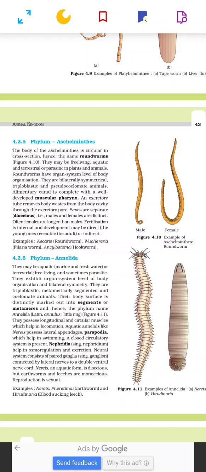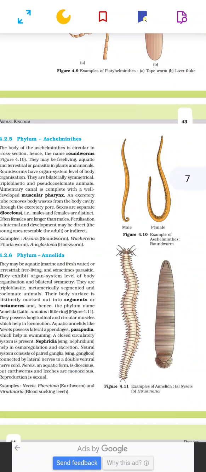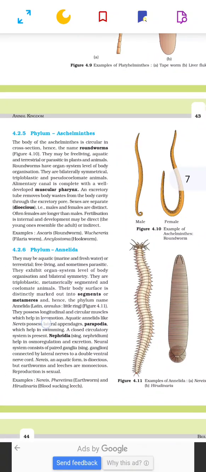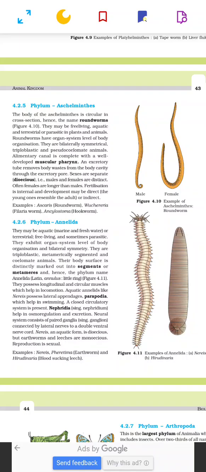The neural system consists of paired ganglia, single is ganglion, and they are connected by the lateral nerves to a double ventral nerve cord. Nereis in aquatic form is dioecious, but earthworm and leeches are monoecious. Reproduction is sexual. In figure 4.11, examples of annelids are shown. A represents Nereis and B represents Hirudinaria, that is blood sucking leech. So examples are Nereis, Pheretima, that is earthworm, and Hirudinaria, that is blood sucking leech.